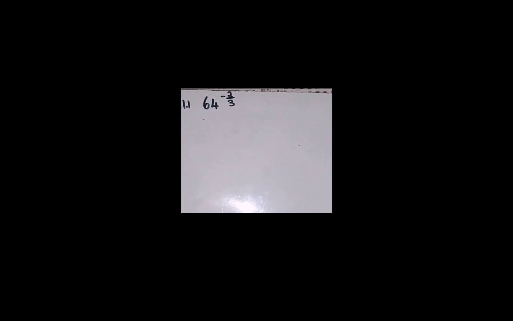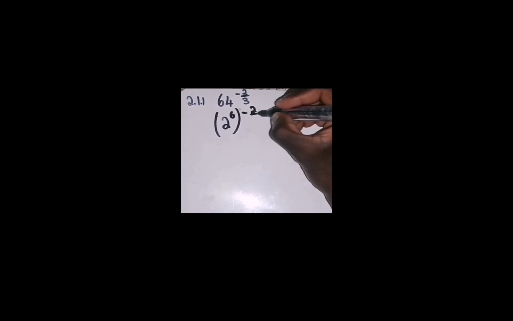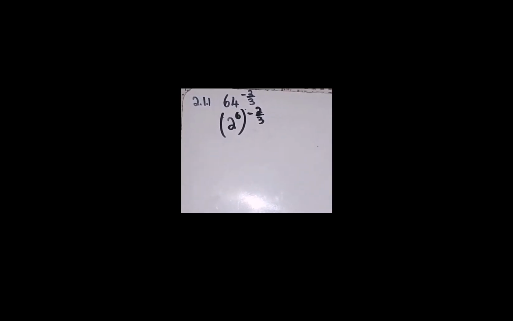So 64 can be expressed as 2 to the power 6, 2 to the power 6 raised to the exponent of negative 2 over 3. Normally we're supposed to change this exponent of negative 2 over 3 into a positive one, but since 64, 2 to the power 6, is a whole number and it's a base, not a fraction, we cannot do that. We can try by making it a fraction, which is 2 over 1, but it will be a long process.